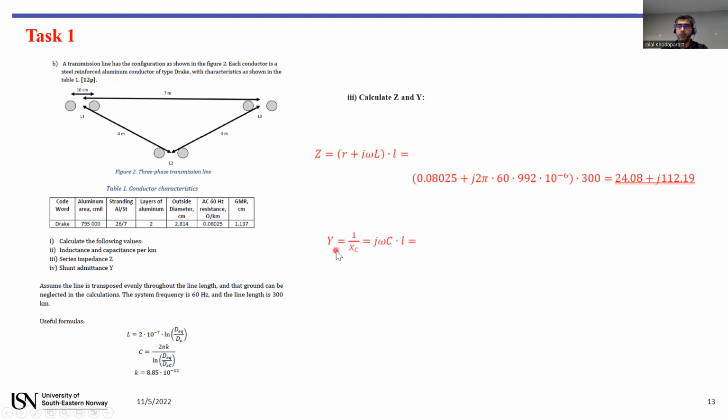And the admittance of the transmission line is j omega capacitance times the length of the transmission line. And 2 pi 60 is omega, and this one is the capacitance of the transmission line that you calculated before, and 300 is the length, and you can see it's the final value for the admittance.